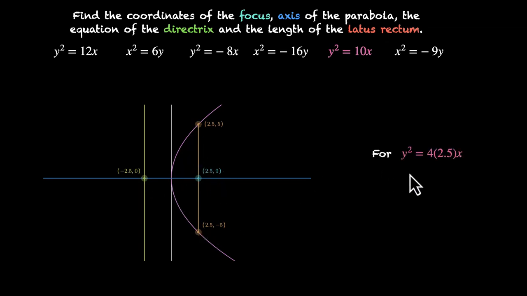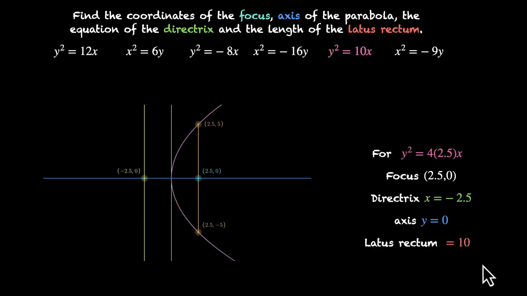So let's write this down. y square equals 4 times 2.5x. So the focus is (2.5, 0). The directrix is x equals -2.5. The axis is the x-axis, so it's y equals 0. The latus rectum is going to be 10 units long.